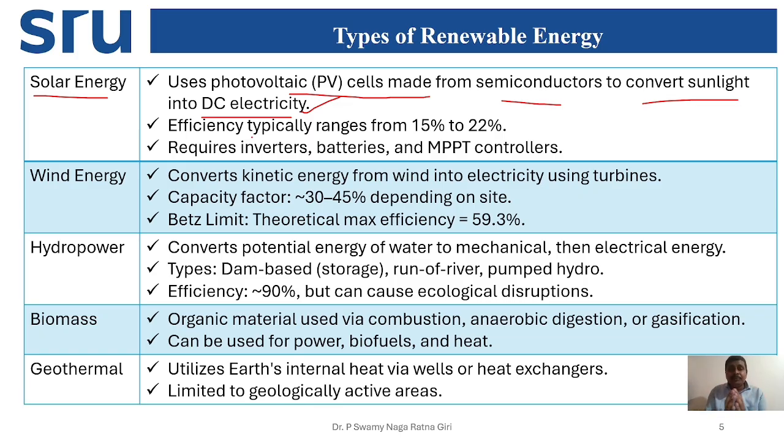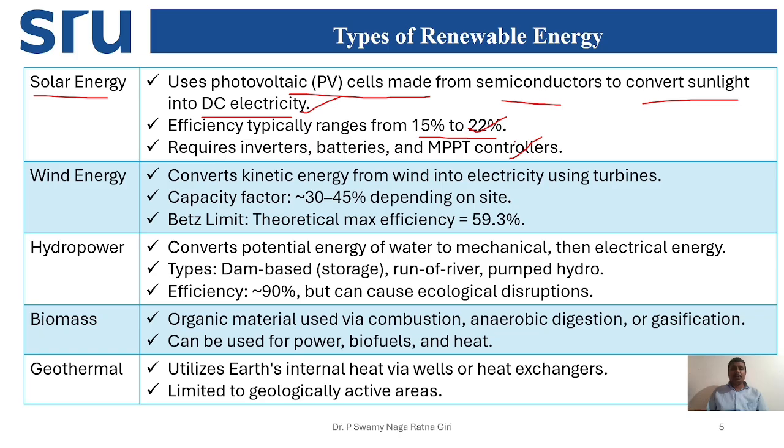Most of you who have your own houses, try to install solar panels on the rooftop and you can generate your own renewable energy. Electricity costs may increase in the future because of dependence on fuel-based sources, that is coal-based NTPC, or other energy sources. Efficiency typically ranges from 15% to 20% only. It is a low efficiency, and it requires batteries, inverters, or MPPT controllers to control the energy in a proper way.